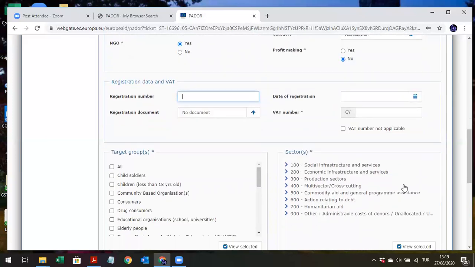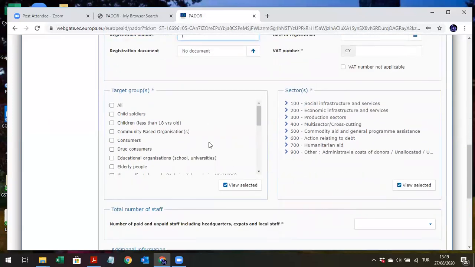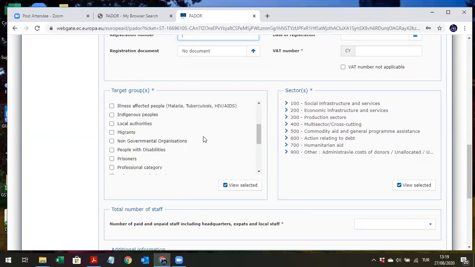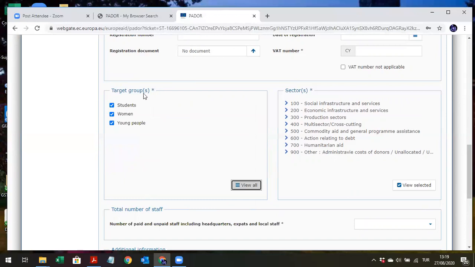So let's proceed. Here you need to choose the target groups of the entity. There's an almost exhaustive list, let's say. It can be students, it can be women, it can be young people. Then you can view the target groups of your entity.